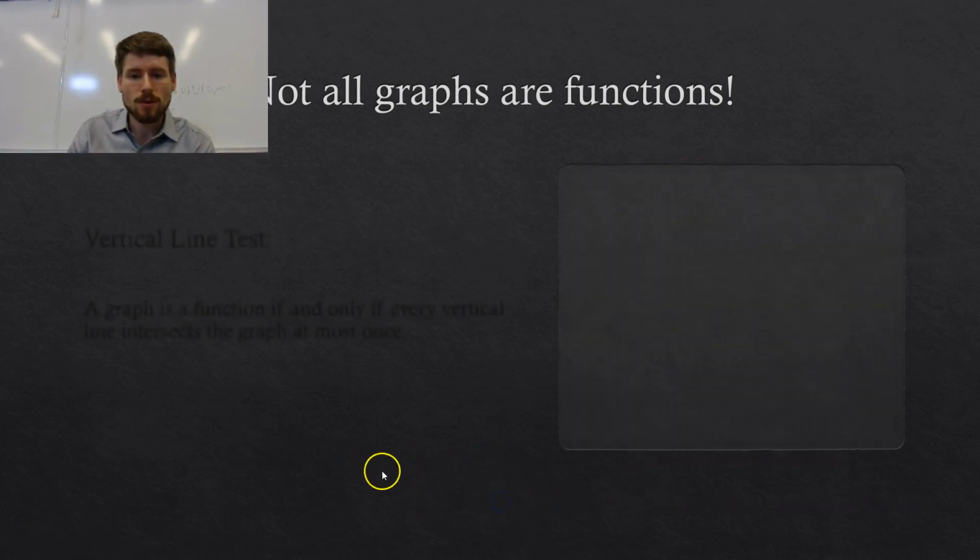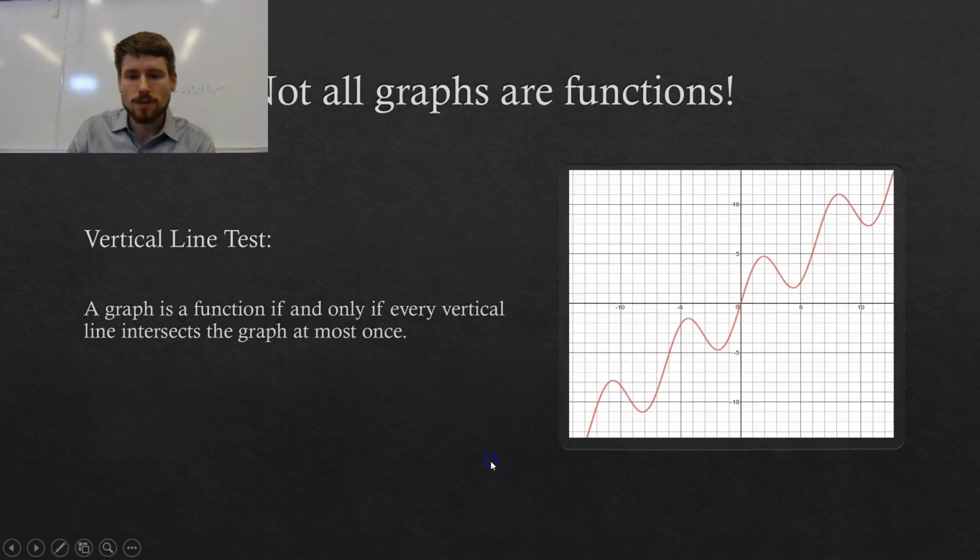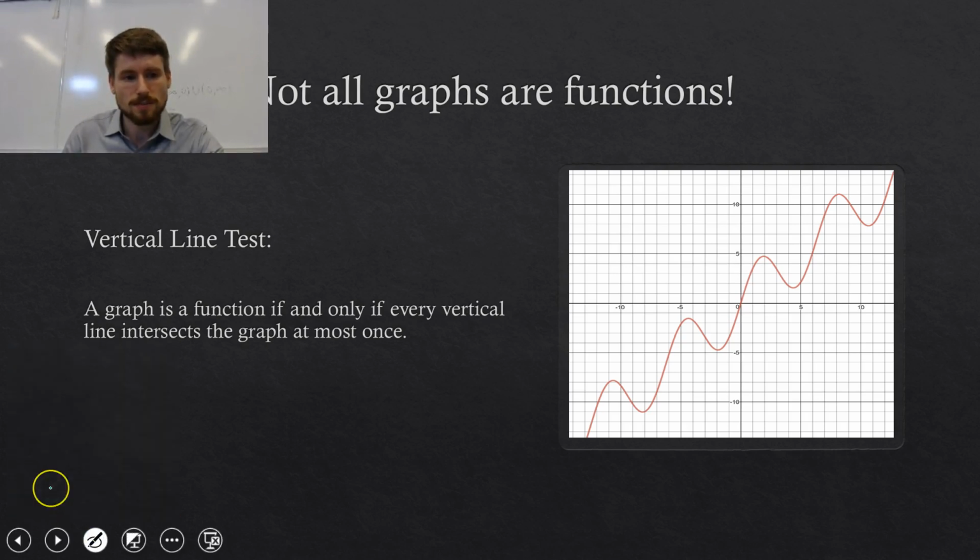Let's look at one more example with the vertical line test in play. Now I want you to look at this graph and tell me, is this a function or is it not a function? You can try some vertical lines on your screen and see if those are going to hit more than once. So let's go ahead and pause it and see if you can determine, is this a function, is this not a function?